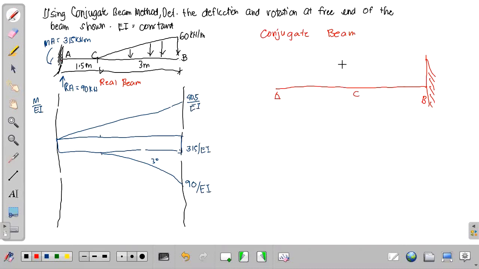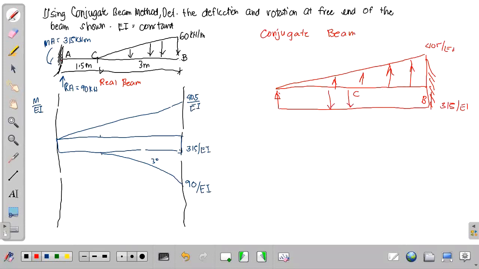So, ano na yung magiging load natin dito sa ating conjugate beam? Yung magiging load natin sa conjugate beam is equal to this MEI diagram of the real beam. So, ilagay lang natin dito. That is 405 over EI. Pataas tayo. Okay. We have 315 over EI. Pababa tayo. And we have 90 over EI. Pababa tayo. Okay? So, ganyan na yung magiging conjugate beam natin. This is fixed.